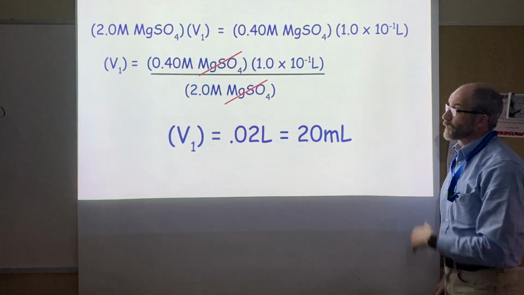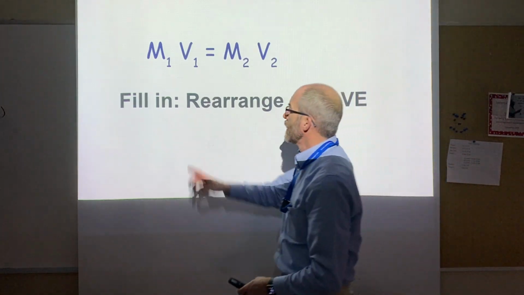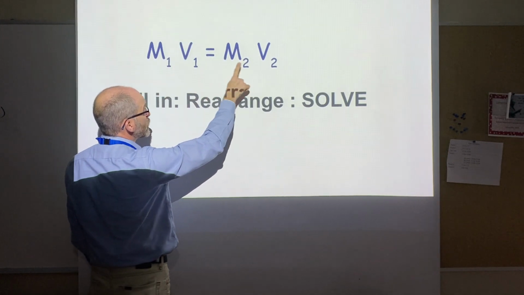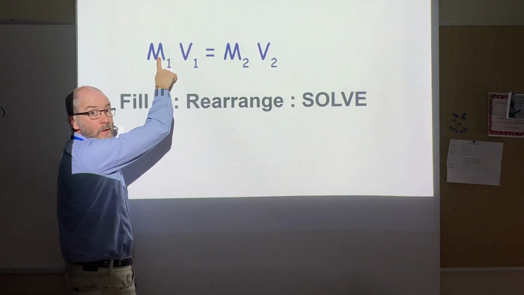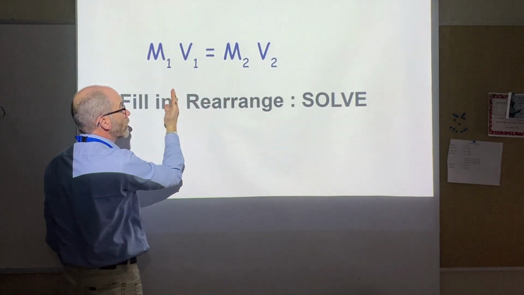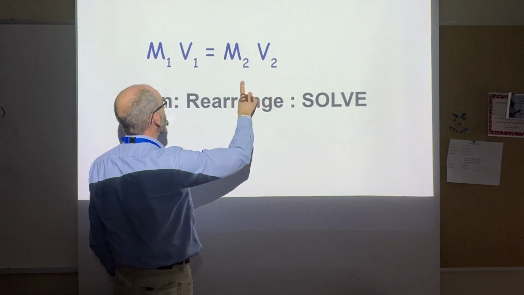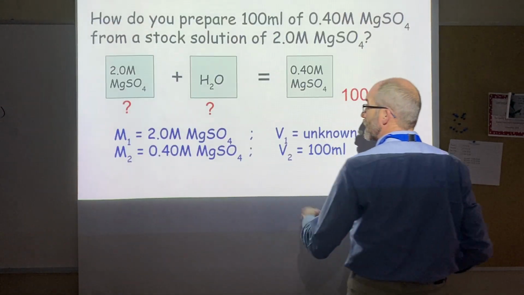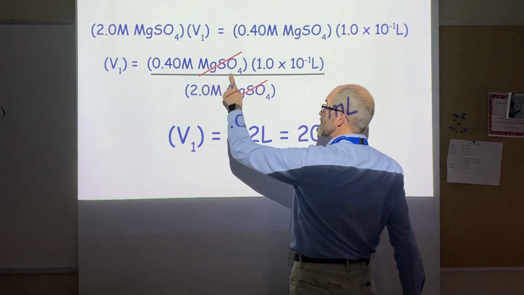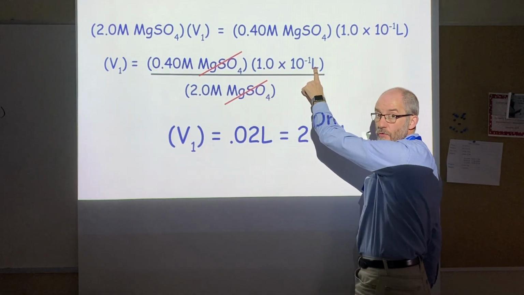So what do I do? I set my problem up. But I tell you what I really do: it's simple algebra. If I'm going to isolate V1, I'm going to have to divide both sides by M1, which is going to cancel out my M1s, and I'm going to be left with V1 is equal to M2 times V2 over M1, which is exactly what I show you here. So when I do that, magnesium sulfate cancels out. The only unit that I'm left with is liters.